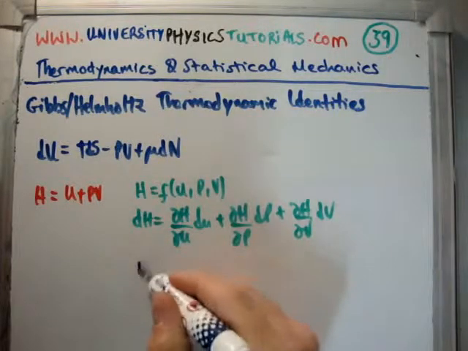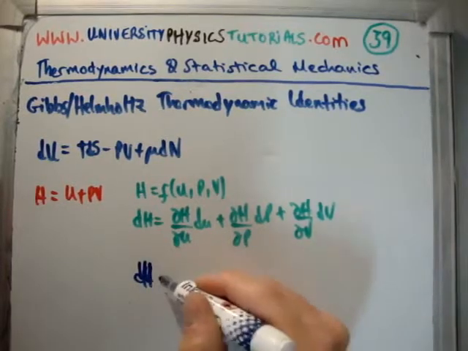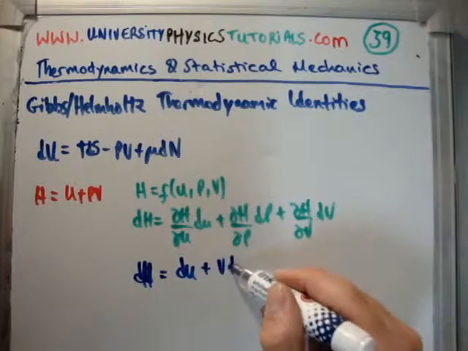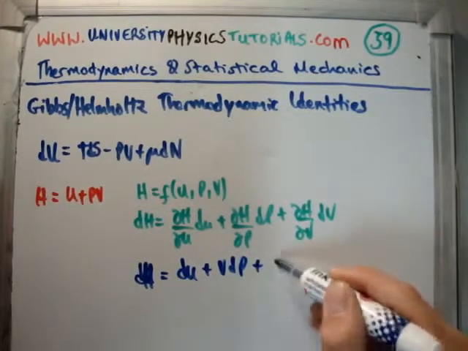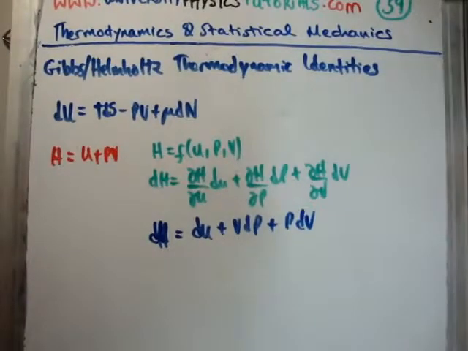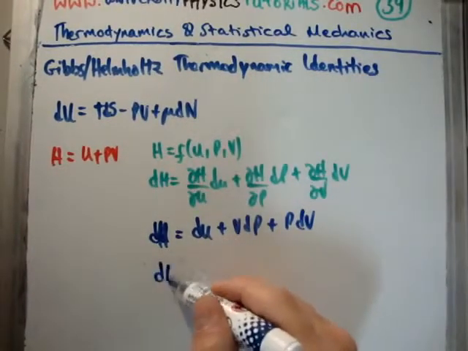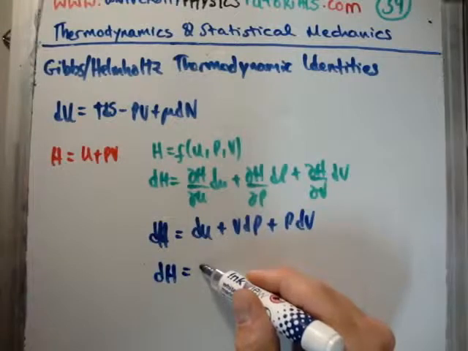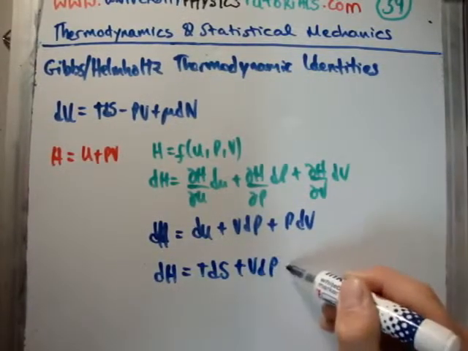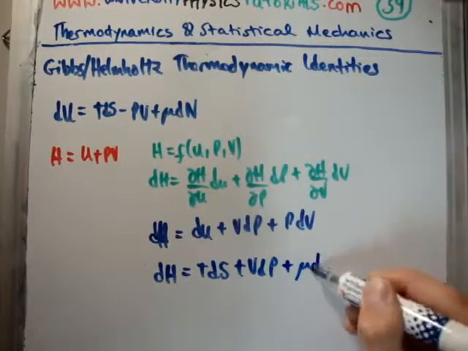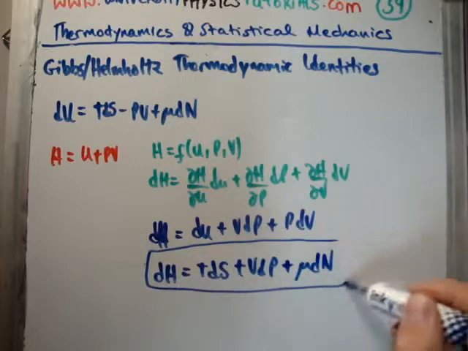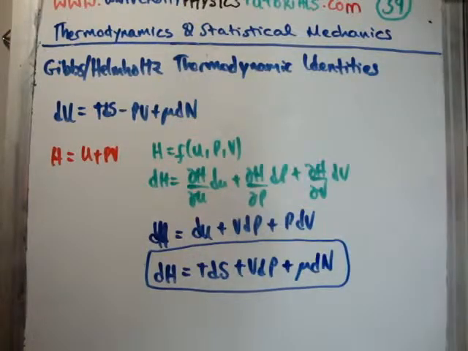Okay, so that means dH is equal to dU plus V dP plus P dV. If you just plug in the derivatives, dH is equal to TdS plus VdP plus mu dN. That is the thermodynamic identity for enthalpy.